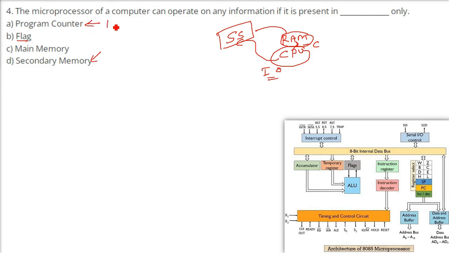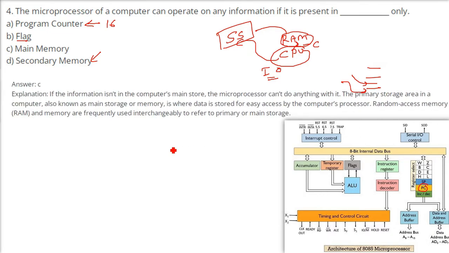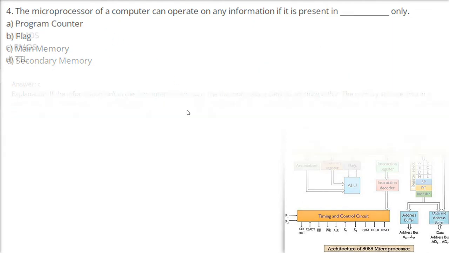First of all, the other options. Program counter is a 16-bit register, which you see here. Flag gives you an indication of whatever arithmetic logical things have happened. Secondary memory, as I said, does not interact with the CPU. Main memory is the key. The information has to be in the primary storage; if it is in the secondary storage, the processor won't take it from there.